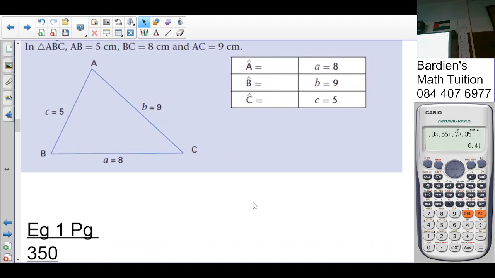So we're told that in triangle ABC, AB is 5, BC is 8, and AC is 9. Which is lowercase b is 9, lowercase a, which is BC, is 8, and AB, which is lowercase c, is 5. How do we know which is lowercase? Opposite the vertex, or opposite the angle, is the lowercase. The length is referred to by the lowercase. Okay? Alright. So which angle do you think we're going to calculate first?